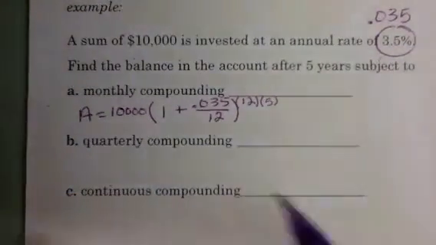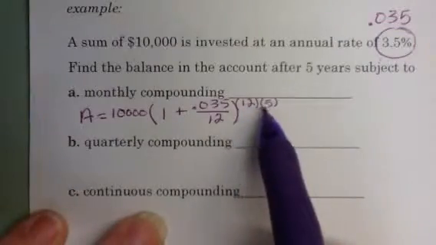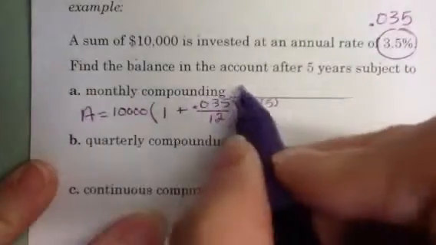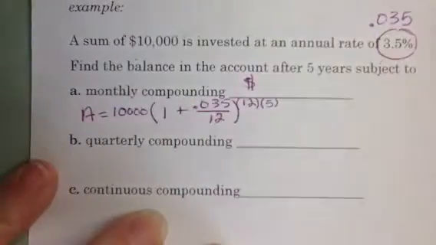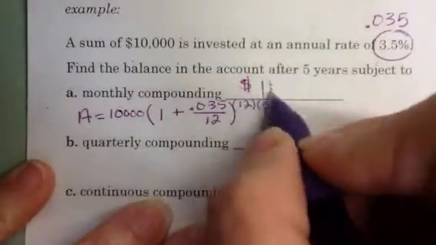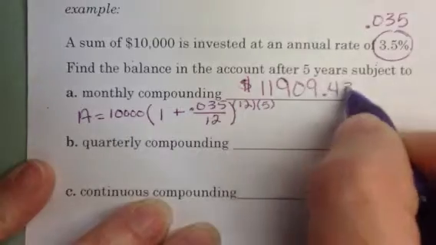Okay, so type that in your calculator. Make this a 60 in your calculator. That way you'll type it in right. And you should get, so you might want to pause it and then type that in and see if you get the right answer. But you should get $11,909.43.